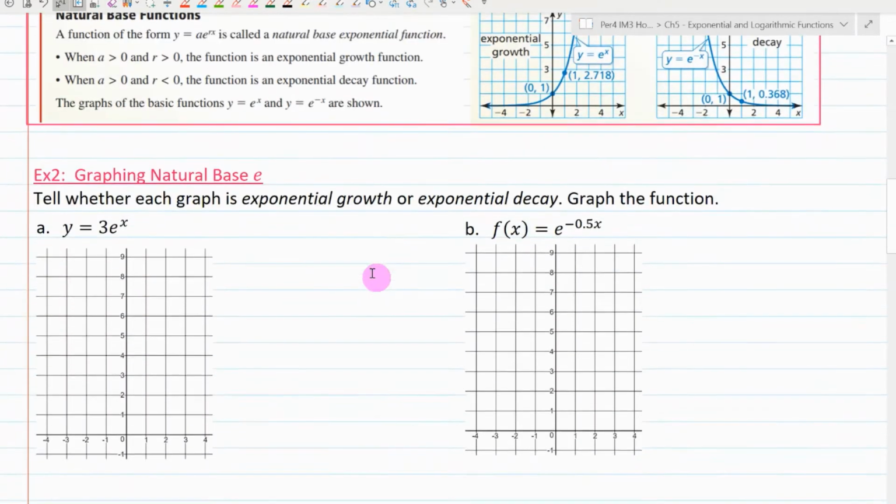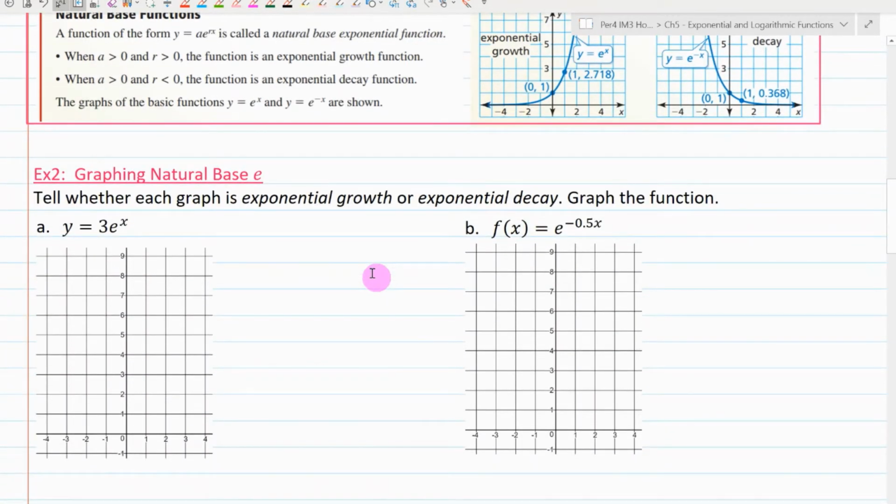Next, we're going to do growth and decay functions. We've already done these before. We just haven't done them with e. Remember, e is just a regular number that just happens to be in your calculator. So the h, k is 0, 0. And then the way you can tell it's decay is because the exponent would be negative there.